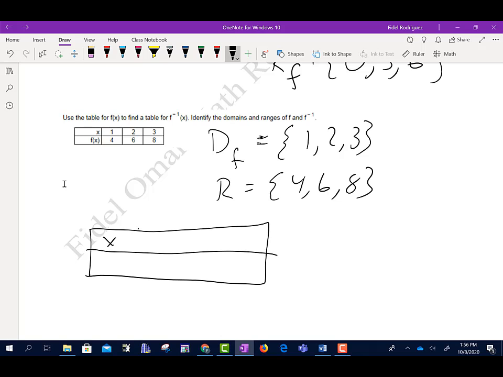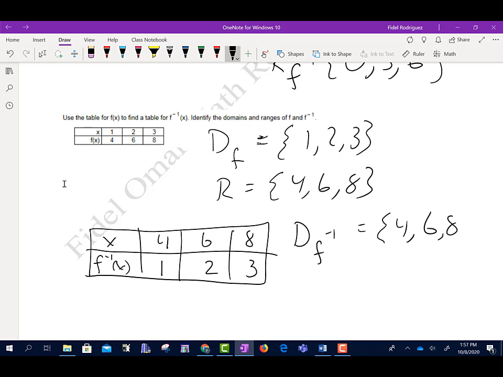Okay, so x and f inverse of x. And I'm just going to switch the x and the y values. So this is going to be 4, 6, and 8. This will be 1, 2, and 3. So the domain of f inverse is going to be 4, 6, 8. And the range of f inverse is going to be 1, 2, and 3.